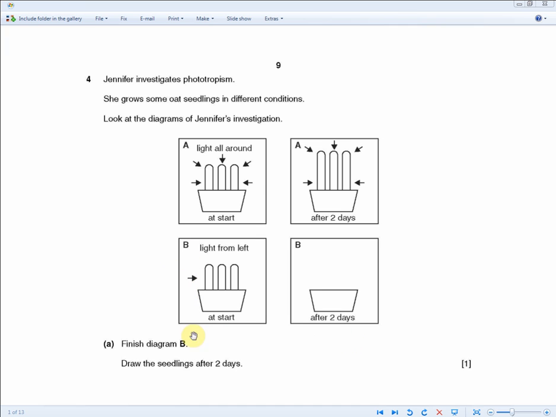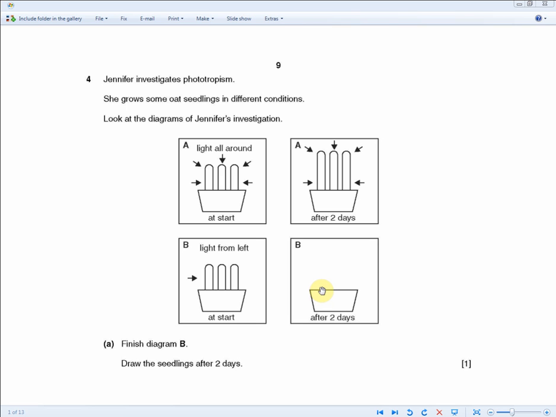So they're basically asking you to finish diagram B and draw the seedlings after 2 days. For the 1 mark, what you need to understand is that because the light source is only coming from one direction, auxin will be destroyed on the left, and on the right the cells are fine, they're not exposed to light, so they'll continue to grow.